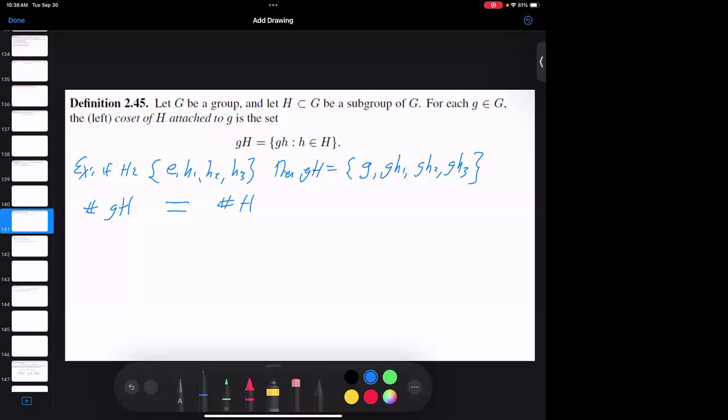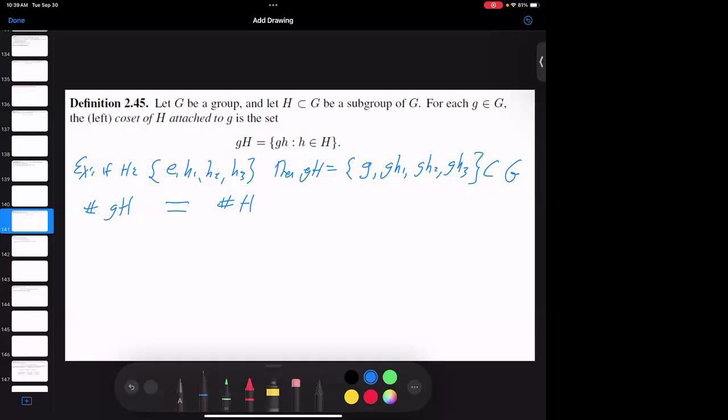Is gH a subset of G? Does gH live inside G? Since everything in H is in big G, by closure, gH is going to be in G. This is going to be a subset of G. It lives inside G, right? Is it a group? Is it a subgroup of G? Is it closed? Is it associative? Does it have inverses? Does it have the identity? It's not clear that this is always going to be a subgroup.